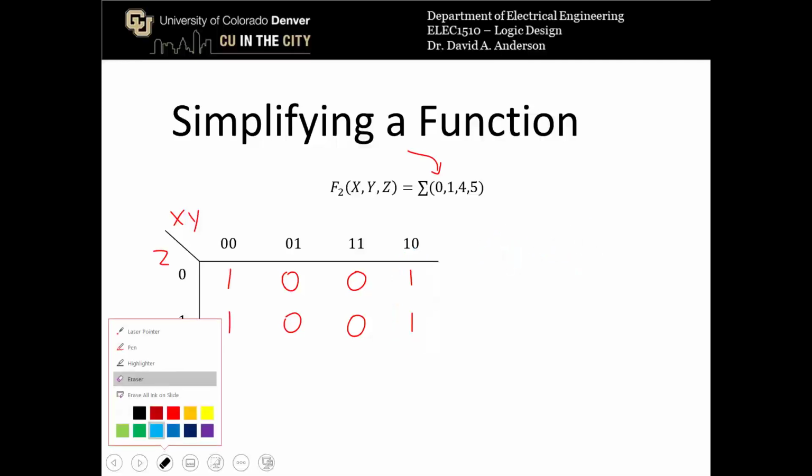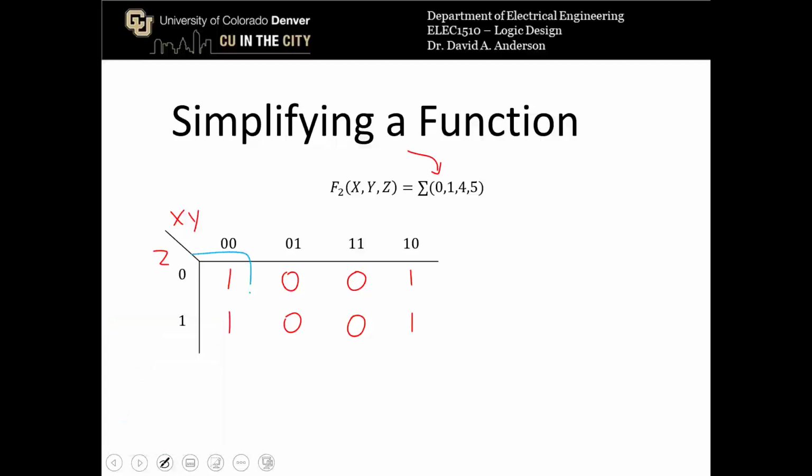Because K-maps wrap around, you can actually circle a bubble that wraps around the outside edges of the K-map. You have to be careful about that. Sometimes they're hard to spot. And so in this bubble, z is covered by the bubble, so z is not a part of that expression. Y is a 0 and a 0, so we're going to have y prime. And then x is 0 and 1, so x is not a part of that expression. So y prime is the expression for this function.